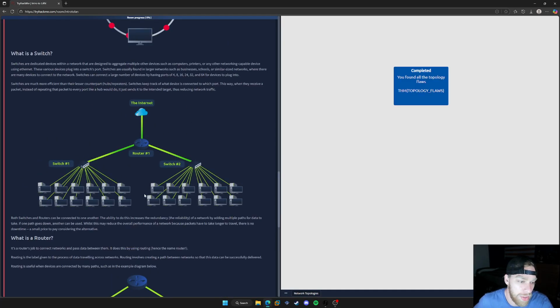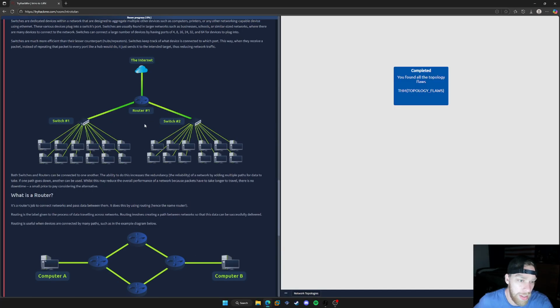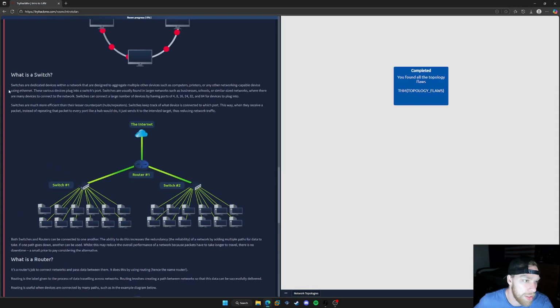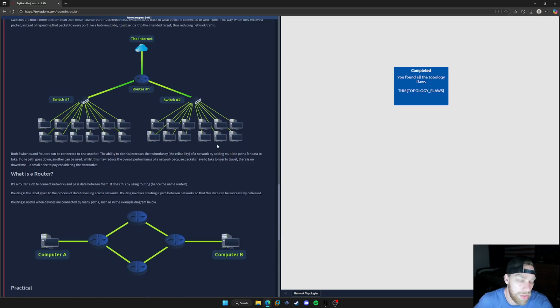So switches. You have all these different computers hooked up to the switch, which is then hooked up to the router, which is going to the internet. You can kind of see that. So switches are dedicated devices within a network that are designed to aggregate multiple other devices such as computers, printers, and other network capable devices using Ethernet.